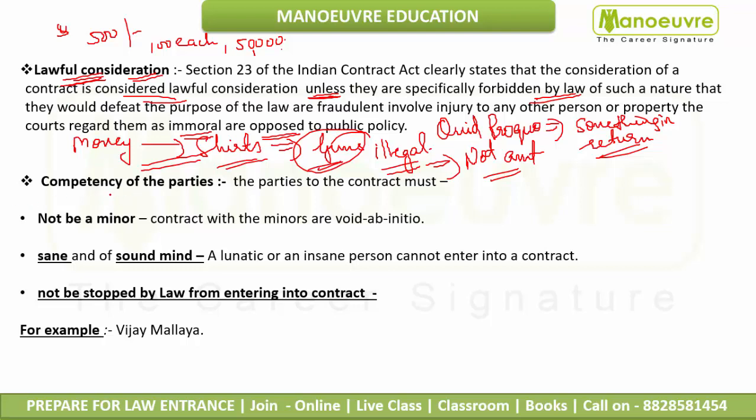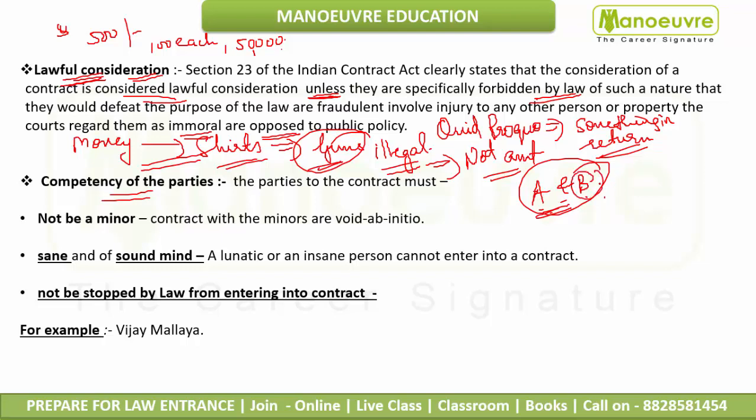The next is competency of the parties. For example, if A and B are into a contract for something, then these are the contracting parties, correct? There have to be some competencies: they shouldn't be minors, they shouldn't be insane, and they shouldn't be barred by law.